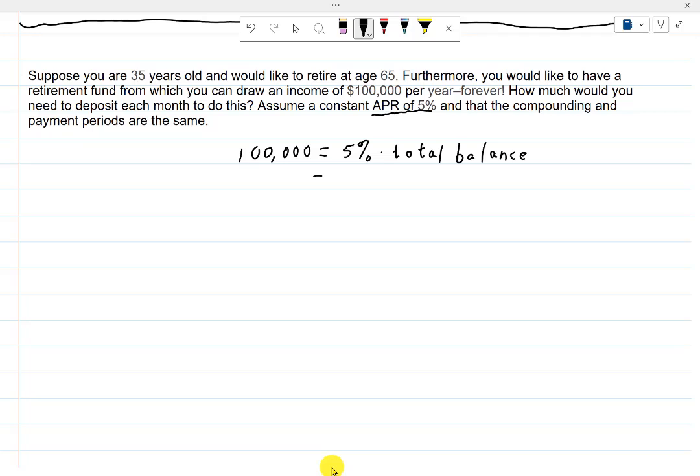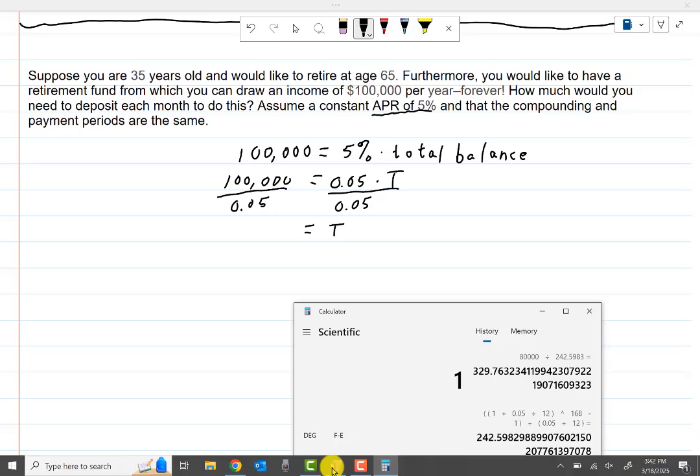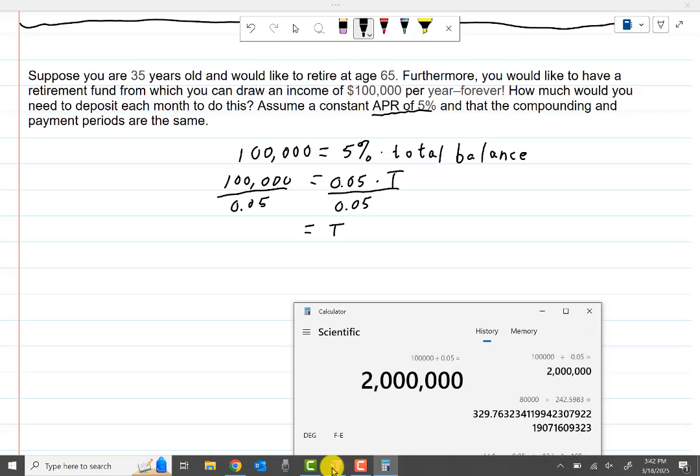So let me put in my numbers here. 0.05 times, I'm just going to call it by the capital letter T. So I'll divide both sides by 0.05 and see what my calculator gives me. It looks like $2 million.